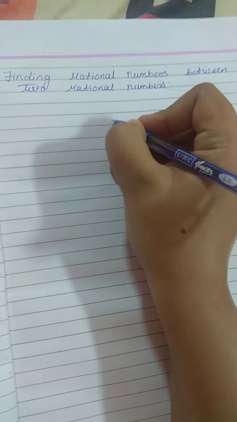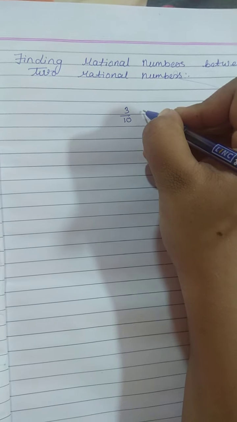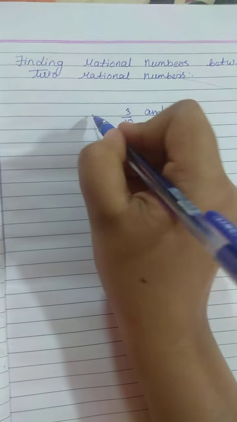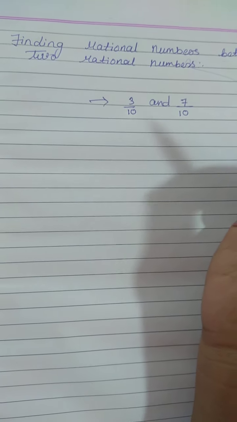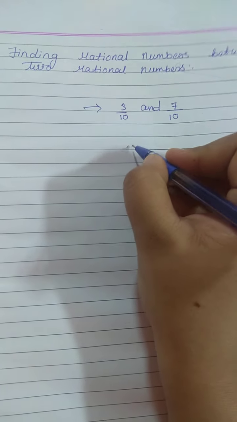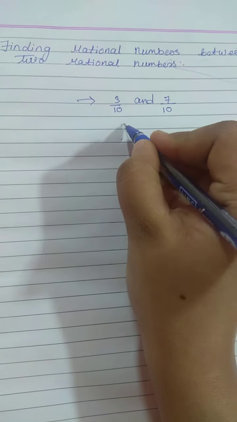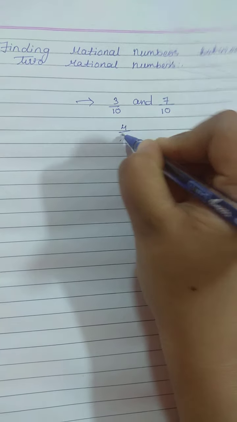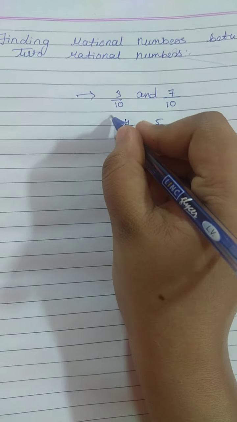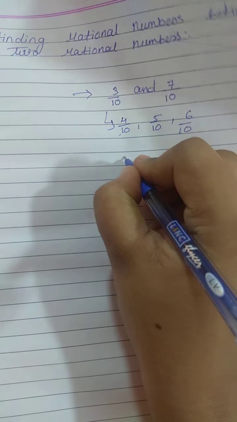So if I take two rational numbers, suppose I take 3 upon 10 and 7 upon 10. So these are the two rational numbers. You have to find the rational number between them. So how many can it be? It can be 4 upon 10, 5 upon 10 and 6 upon 10. So how many have you written? Only 3.